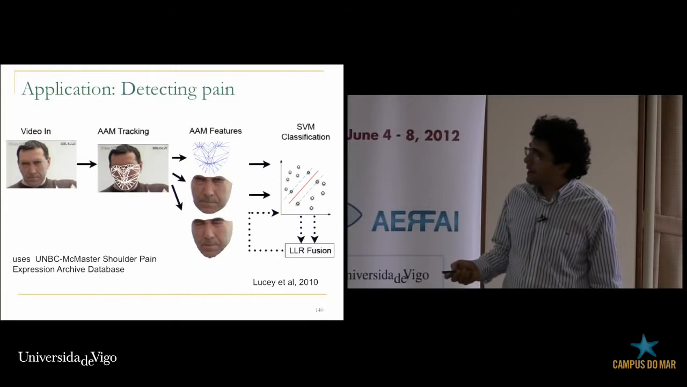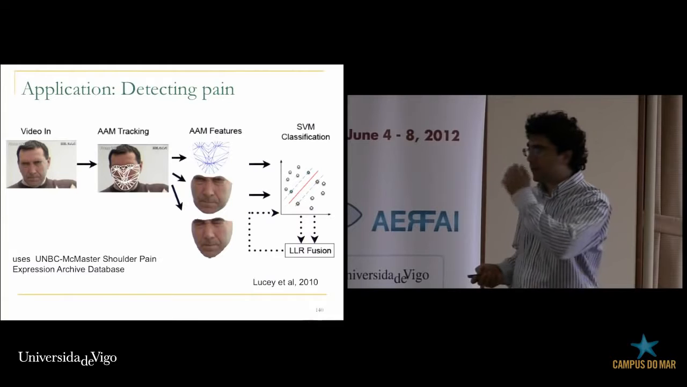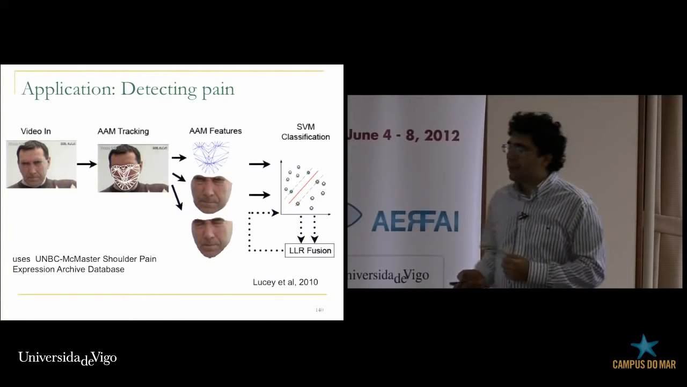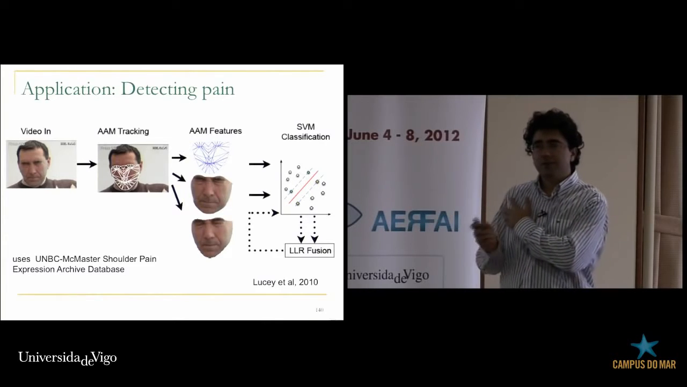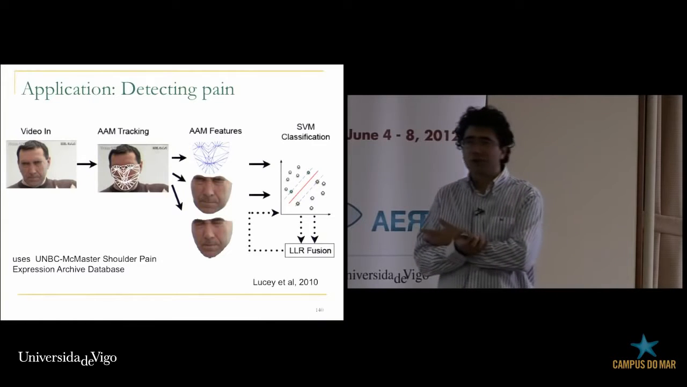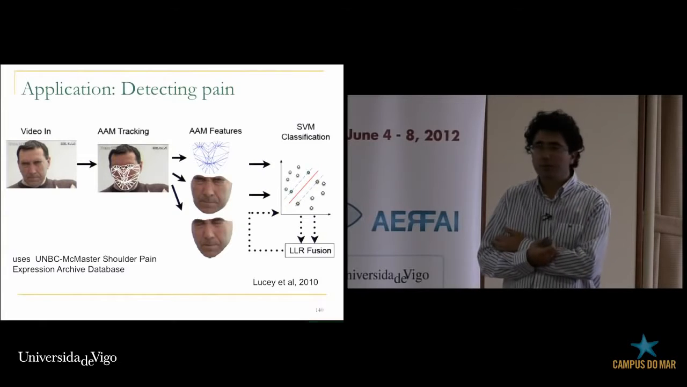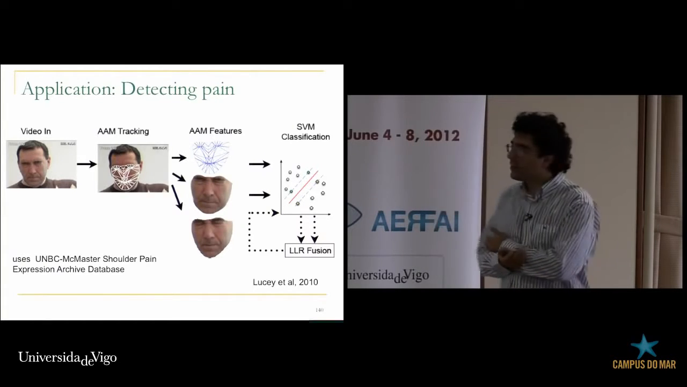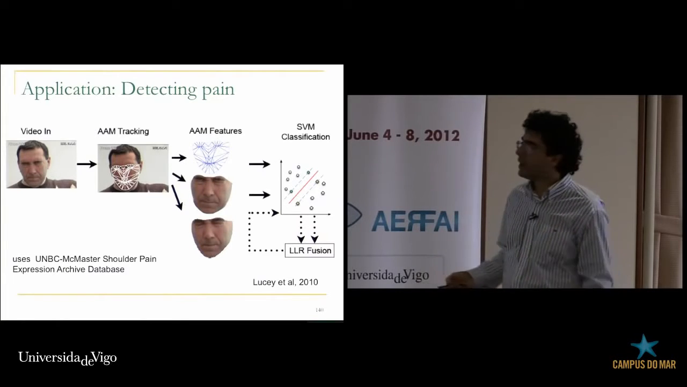Here's a recent database, the UNBC-McMaster Shoulder Pain Expression Archive database, where they have recorded people under real pain, which is kind of difficult, right? You can't give people pain artificially to collect data. So you have to find a place where pain is occurring naturally and obtain the permission forms from people in pain, which may be really difficult, and then record this in controlled conditions so that it's a useful database.